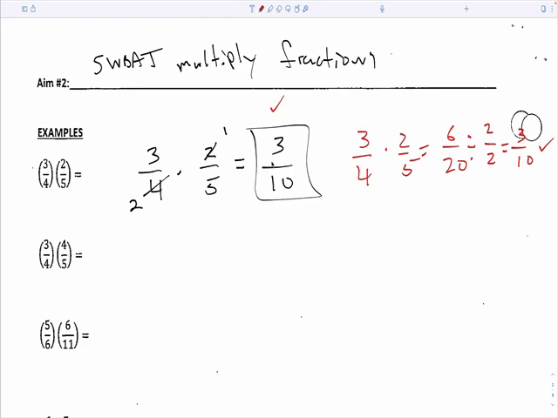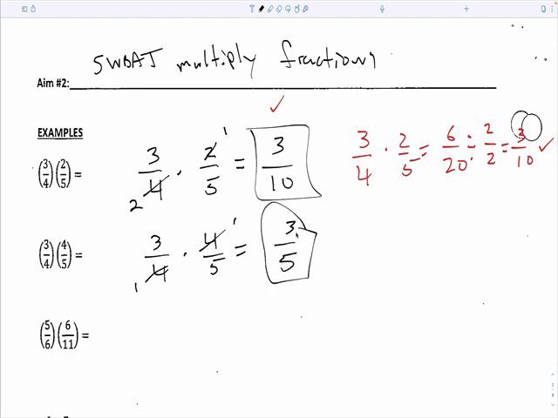Let's do one or two more. 3/4 times 4/5. Rewrite it. What numbers can I cross-cancel, Tennyson? 4 and 4. Brady, can you take off your hat? So first. Thanks. Yeah, 4 goes into 4 once, 4 goes into 4 once, and 3 times 1 is 3. 1 times 5 is 5.